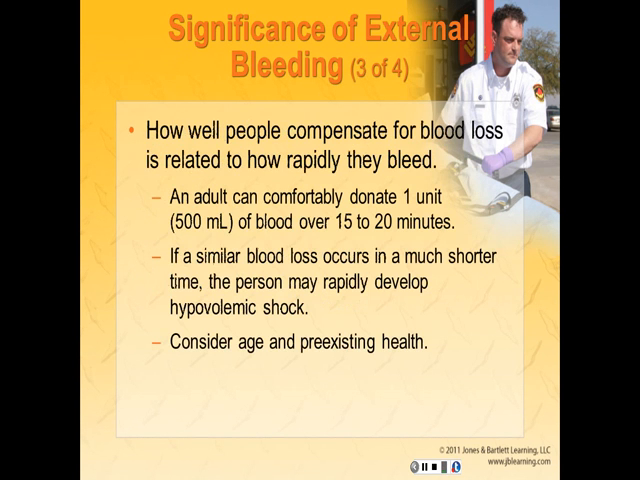How well a patient compensates for blood loss is related to how rapidly they bleed. An adult can comfortably donate 1 unit, or about 500 milliliters of blood, over a period of 15 to 20 minutes. If a similar blood loss occurs in a much shorter period of time, the person may rapidly develop hypovolemic shock, which is a condition where low blood volume results in inadequate perfusion and even death. Some of the things we must consider in the pre-hospital setting include the age and pre-existing health of your patient.